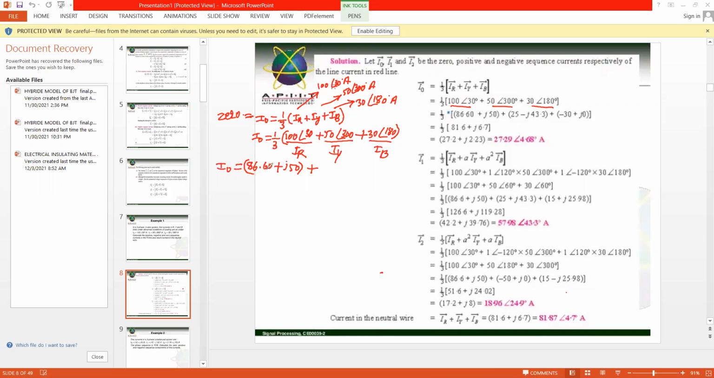So 86.60 plus J50. Next, get the conversion of 50 ampere at an angle of 300 degree. Yes, all of you have to calculate this value.